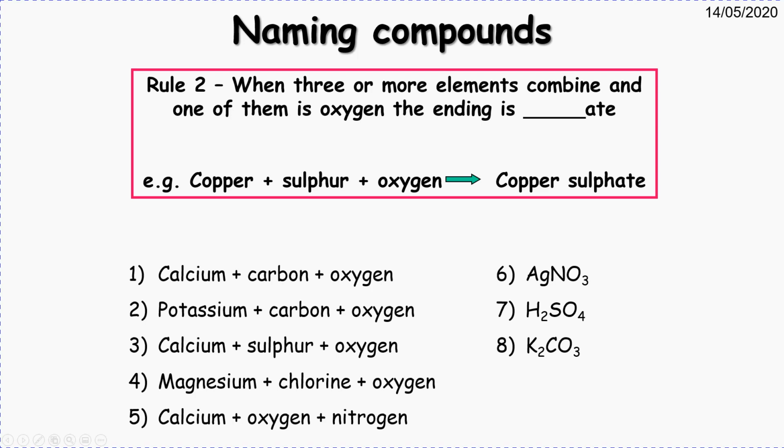So there's some more examples to have a look at. So you've got calcium, carbon and oxygen. Calcium is first because it's the metal. So it'll be calcium, carbonATE, because the oxygen becomes ATE. Okay, again, you've got potassium, carbonATE. Okay, so again, have another little go at those, and then there's some with the formula that you can try.